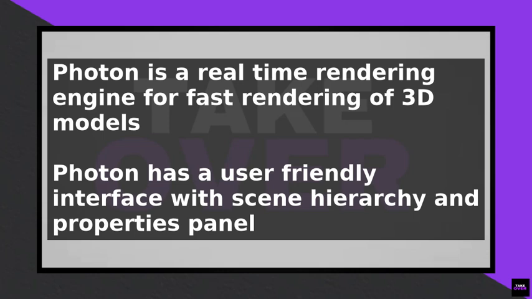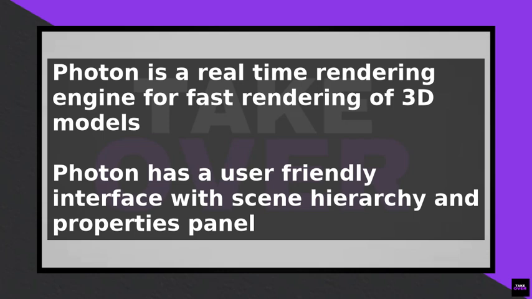First, let's start with Photon, which is a real-time rendering engine that allows for fast and accurate rendering of 3D models. To get started with Photon, you will need to download and install the software on your computer. Once installed, you can launch the program and start creating your 3D models.